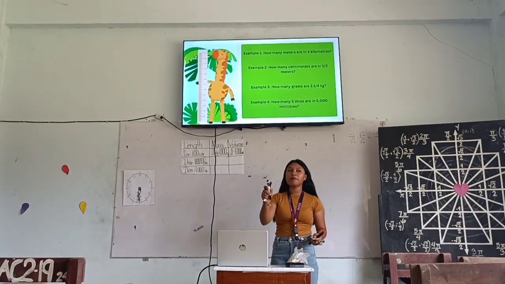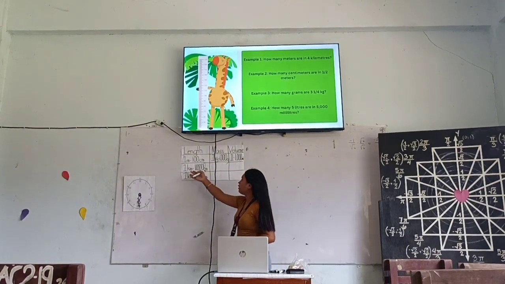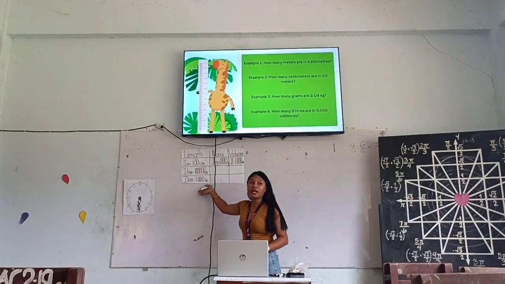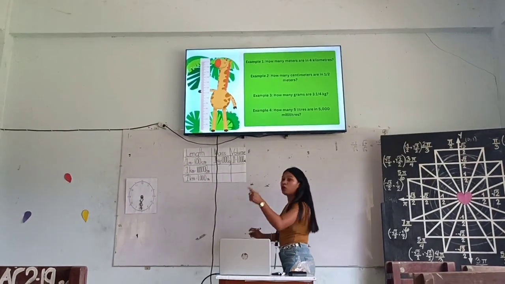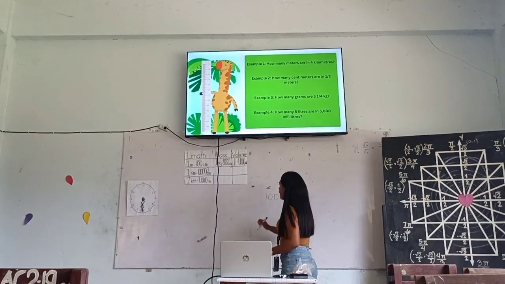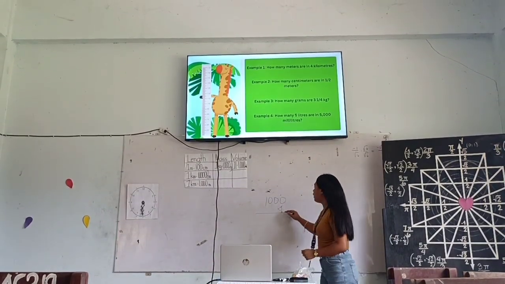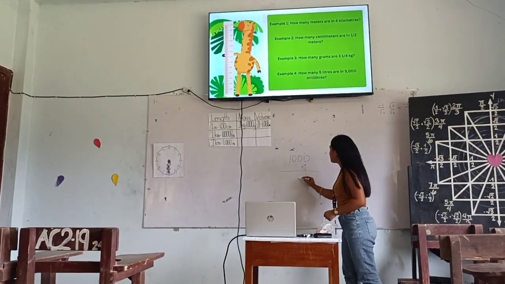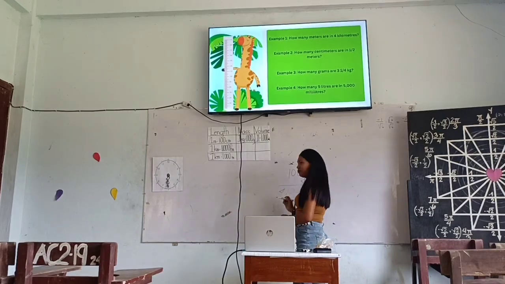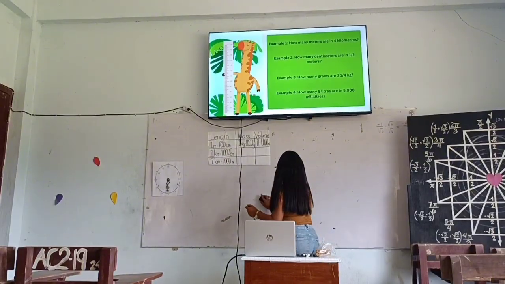Number 1: How many meters are in 4 kilometers? Since we already know that in 1 kilometer there are 1,000 meters, so we need to what? Multiply. So 1,000, and the given is 4 kilometers. So 4 times 1,000 is 4,000. Okay, and that's the answer. Got it? Yes, teacher. Is it easy? Yes, teacher. How about the divide, teacher?